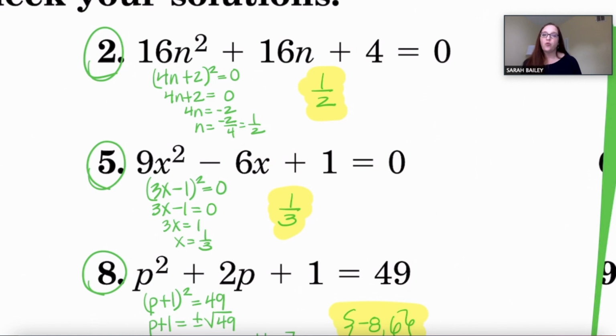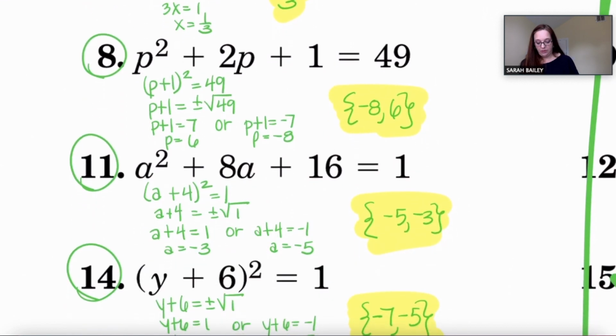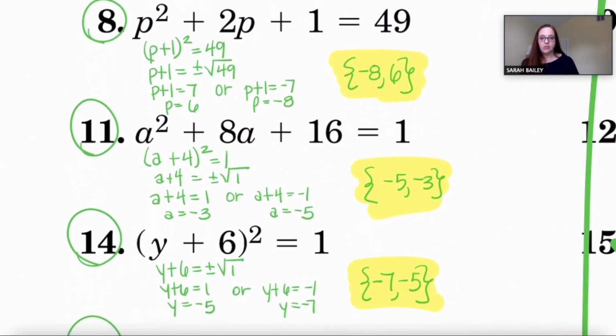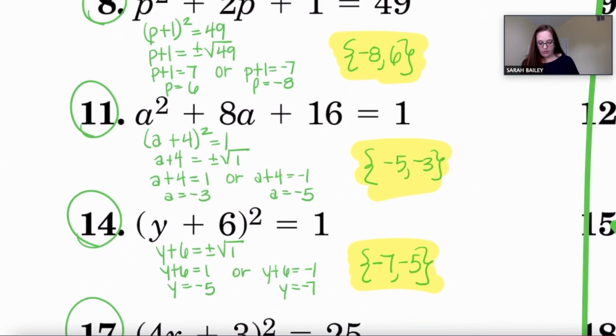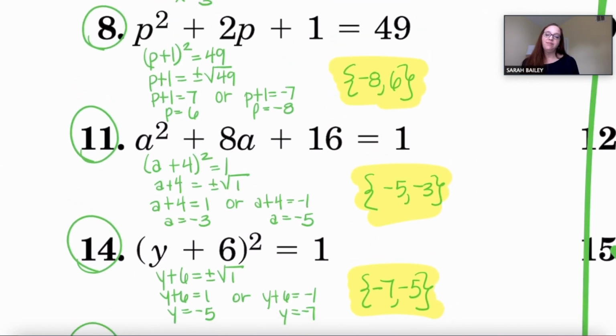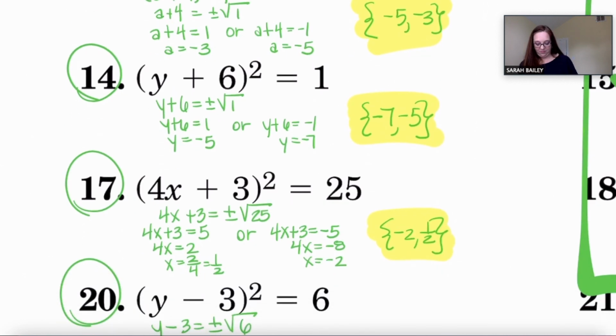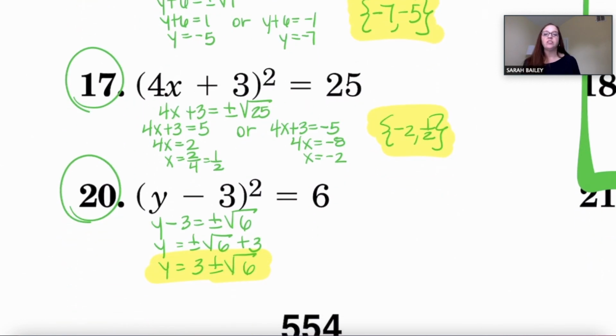Okay guys, so welcome back. I want you to go ahead and check over your answers here. So here's problems 2 and 5. And then you can see 8, 11, and 14. And then 17 and 20.